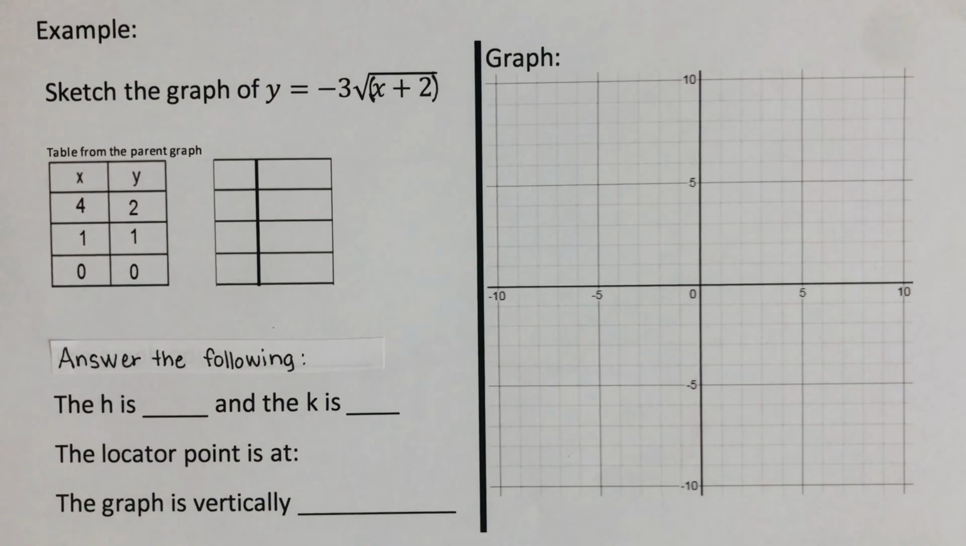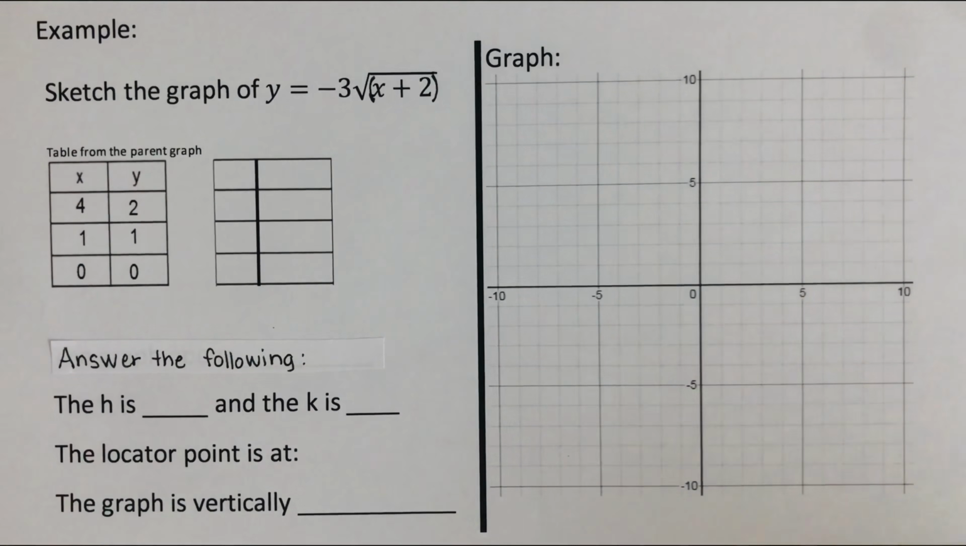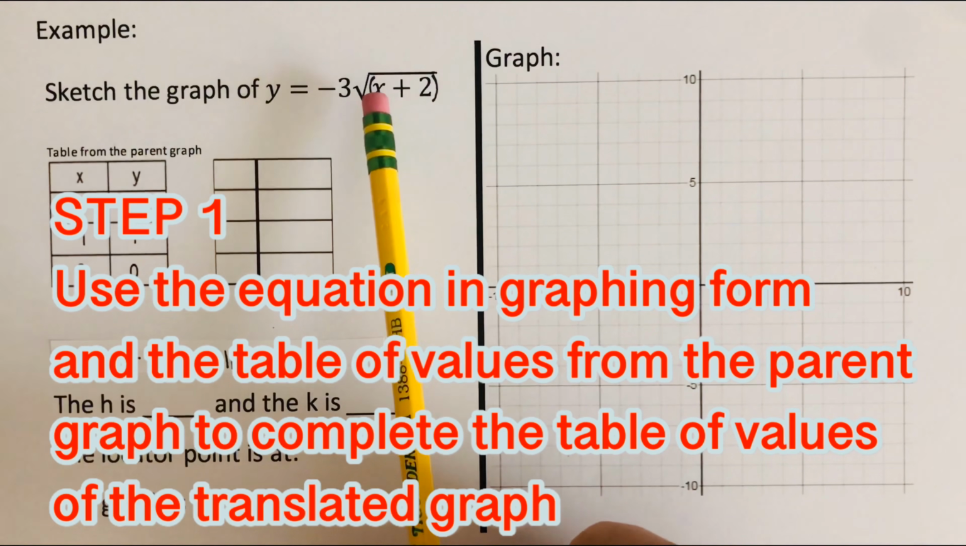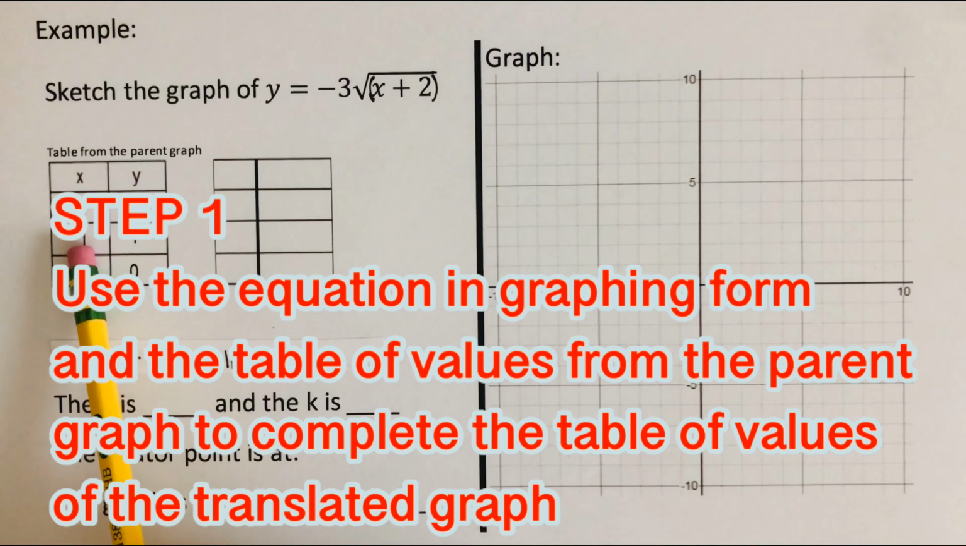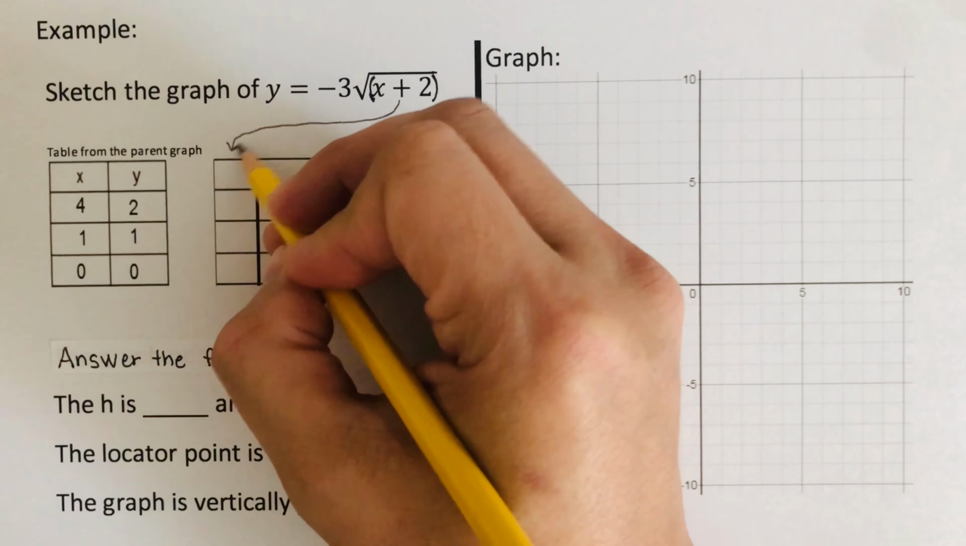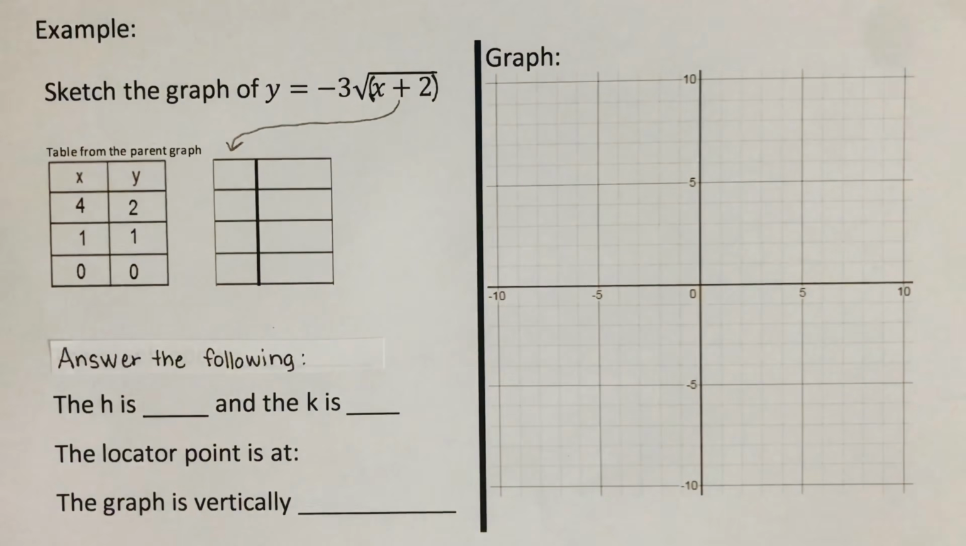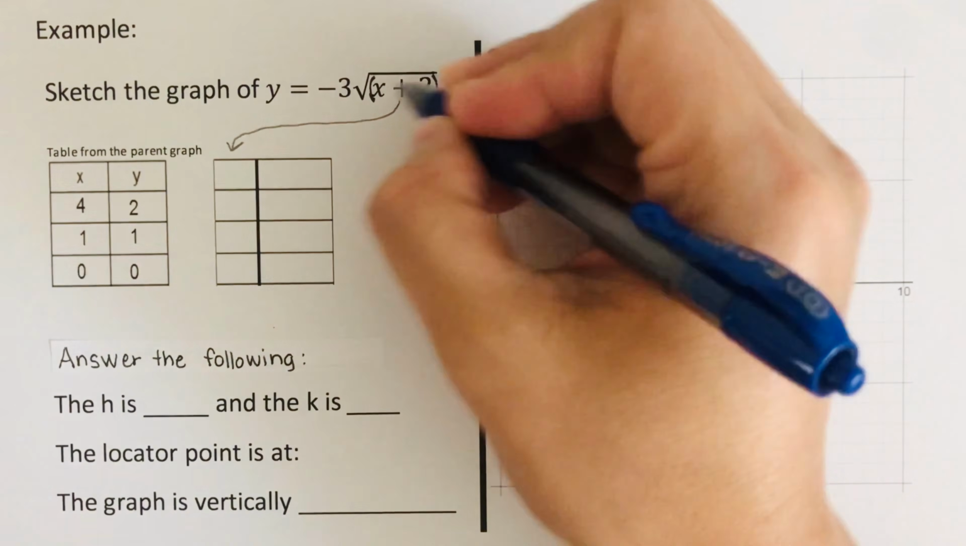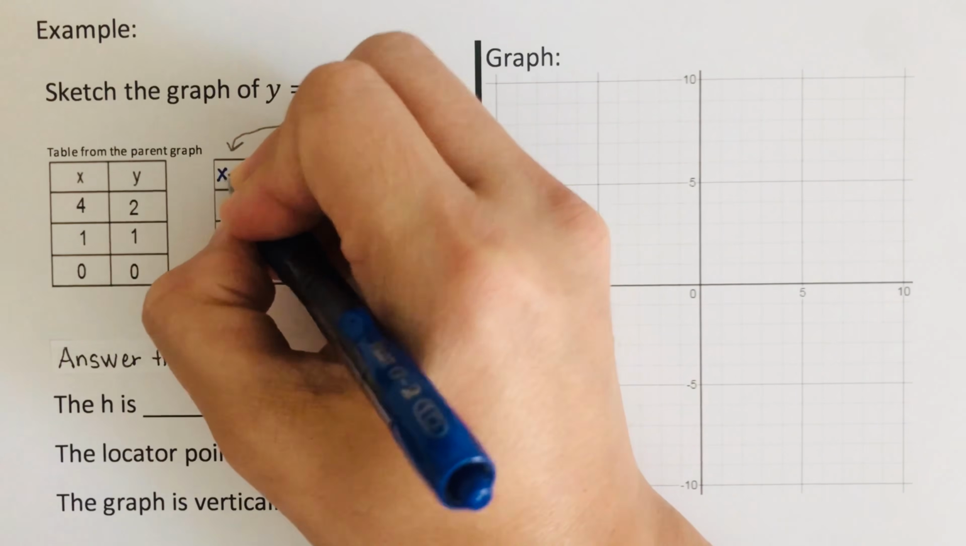Okay, so we go over the problem here. We start with step 1: use the equation in graphing form and the table of values from the parent graph to complete the table of values of the translated graph. So what we are going to do is use this first. I'm going to put that in here. We always switch this, so that would become x minus 2.